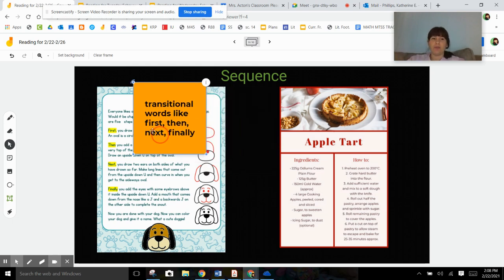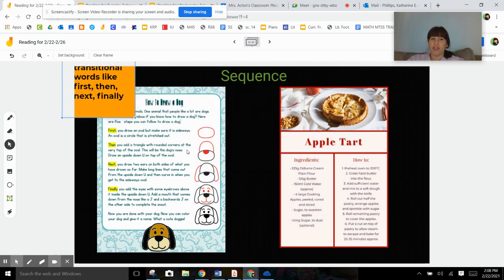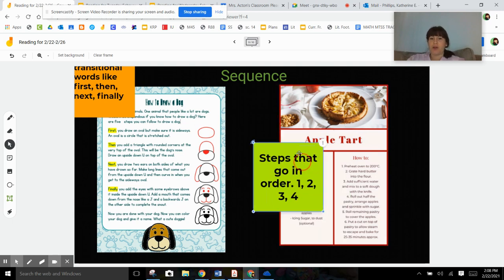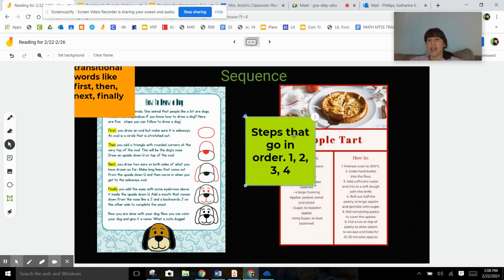And the reason why that is important is because if you don't pay attention to what happens first, then next, and finally, you might do the finally as your first step, and that's probably not going to look very good, especially whenever you're talking about things like recipes, which is what this is right here. So this is a recipe to make an apple tart. This one's written a little bit differently because the steps go in order, not by first, then next, and last, but actually by 1, 2, 3.